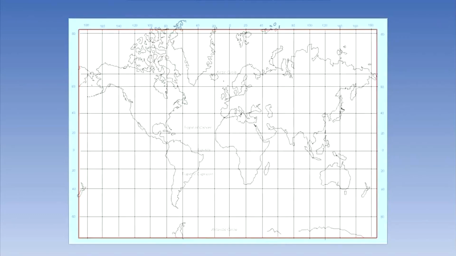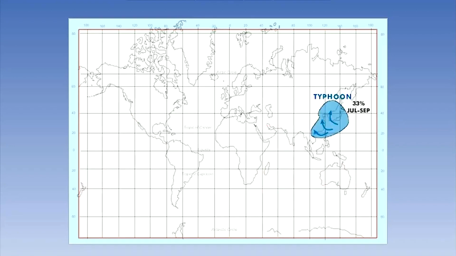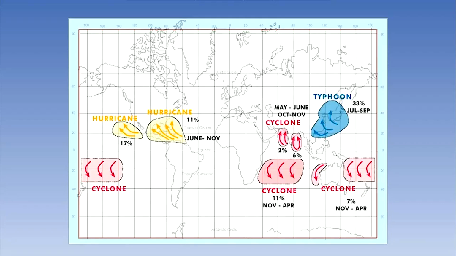Tropical revolving storms have different names depending on their location. In the Atlantic and Eastern Pacific region we have hurricanes. In the Indian Ocean we call them cyclones. And in the Western North Pacific they are called typhoons.